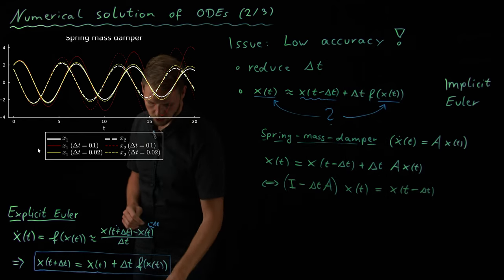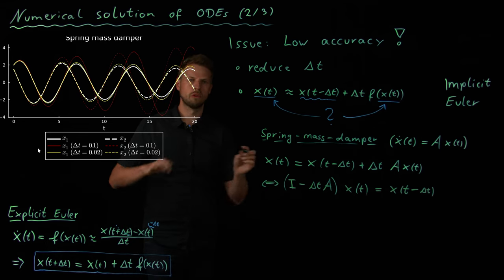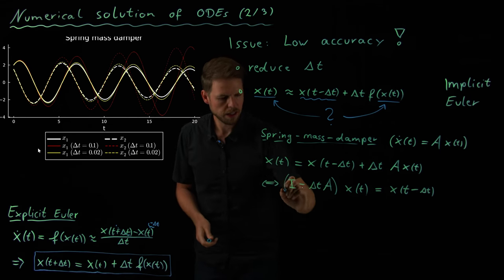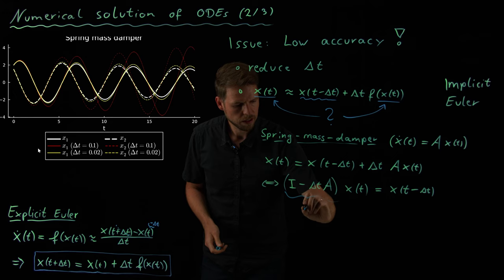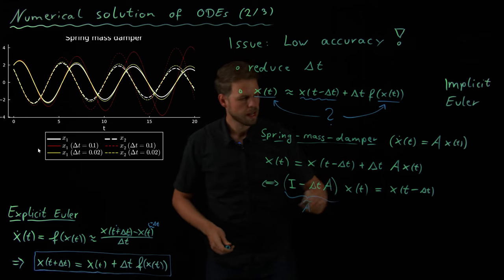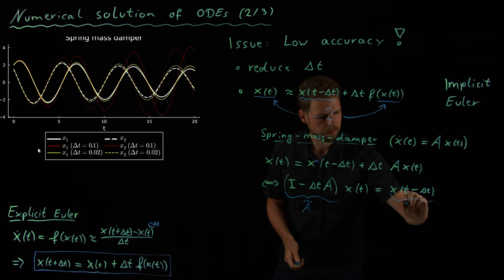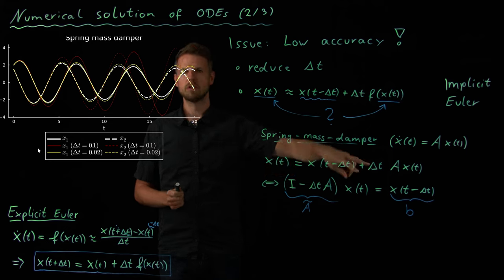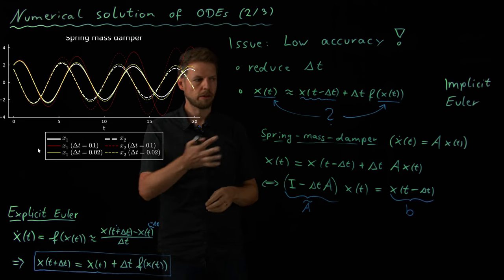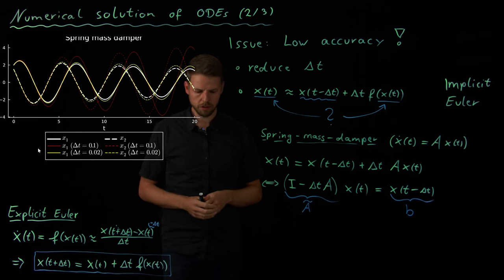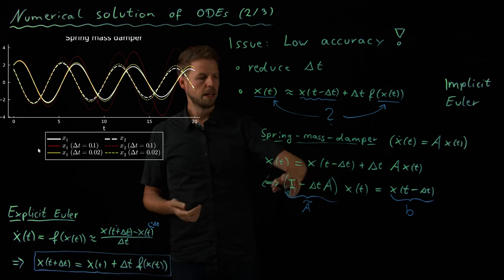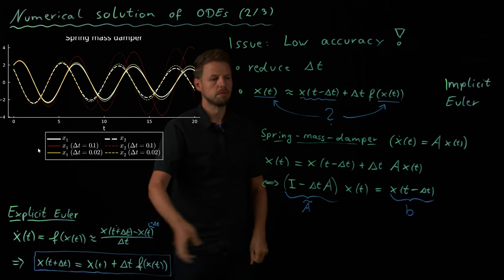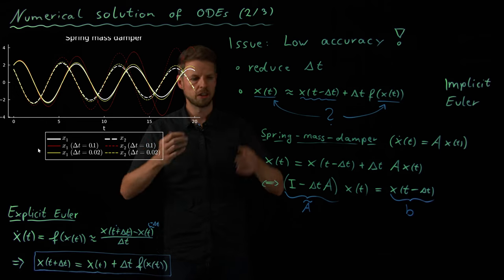But if you look at this now, you can easily recognize something that is well known from introductory linear algebra. This is the identity matrix minus delta t times a. So if we call this a tilde and we call this b, then you see that we precisely have a linear system, Ax equals b. Okay, so as I said, right, implicit scheme means we need to solve a system of equations. In this case, we need to solve a linear system. And this costs more than just using the explicit update rule, but we will see it has advantages in terms of stability.